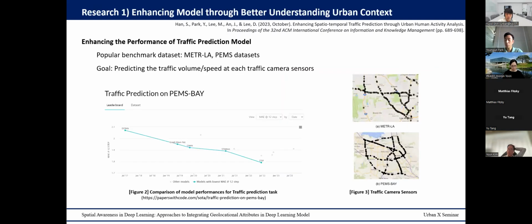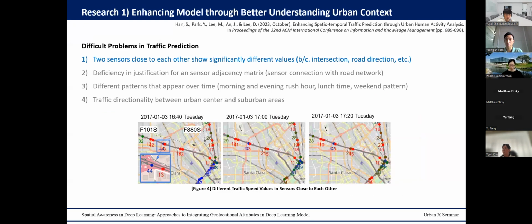So I want to introduce our first study, on a traffic prediction model. We recently presented our findings at the CIKM conference. This is a very popular task in the transportation field: suggesting a model that predicts traffic volume and traffic speed by using benchmark datasets, Metro LA or PeMS-Bay. There are several baseline models, and we suggest our improved model. We found some difficult problems in the original baseline models for traffic prediction.